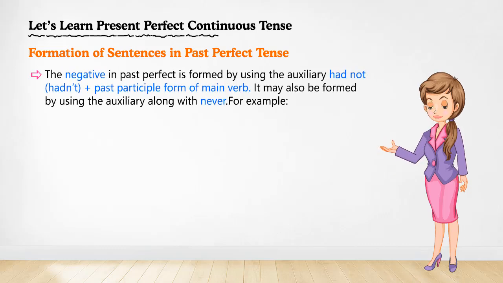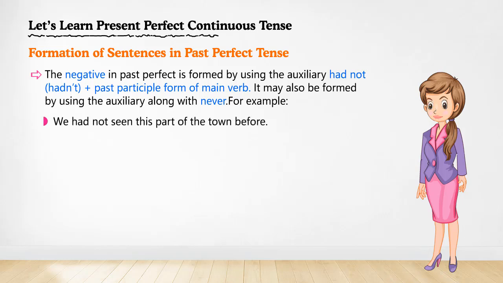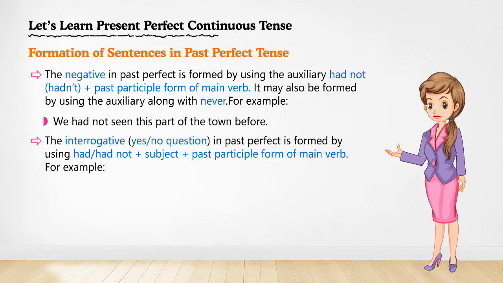The negative in past perfect is formed by using the auxiliary had not, hadn't plus past participle form of main verb. It may also be formed by using the auxiliary along with never. For example, we had not seen this part of the town before. The interrogative yes, no question in past perfect is formed by using had not plus subject plus past participle form of main verb.